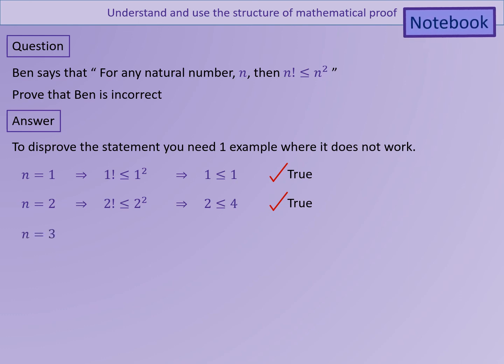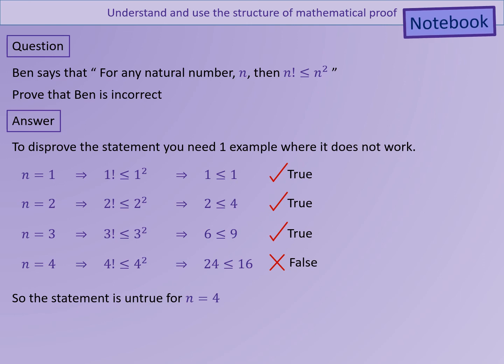We move on to 3, so 3 factorial would be 3 times 2 times 1, 3 squared would be 9, that works out that 6 is less than or equal to 9, also true. n is 4, 4 factorial is less than or equal to 4 squared, so 4 times 3 times 2 times 1 ends up being 24. 4 squared is 16. We've found an example where the statement isn't true. In actual fact, of course, 24 is not less than or equal to 16, so it's false, and therefore the statement is untrue for n equals 4.